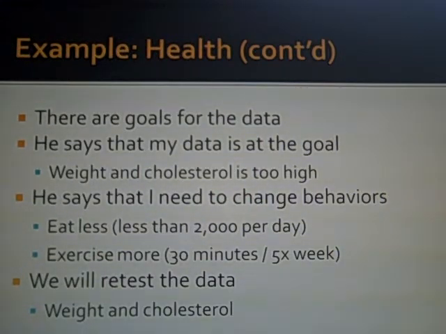So my weight is too high, my cholesterol is too high. He says I need to change my behaviors by eating less, operationalized as 2,000 calories per day or less, and I need to exercise more, demonstrated by 30 minutes of exercise five times a week. Now, when I come back in and I've looked at my weight and cholesterol, these data indicators will help me understand if I'm making some progress.